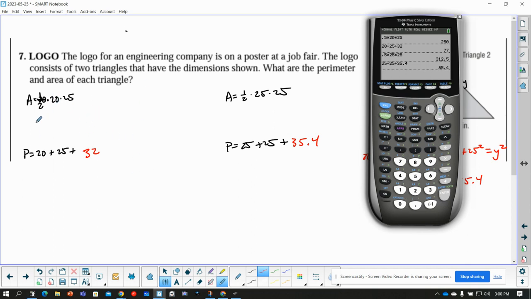All right, so now let's write down our answers over here. So this first one, the area ended up being 250, and I think this is all in inches, so it'd be inches squared. The perimeter, 77 inches. The area of this one, 312.5 inches squared, and the perimeter of this one, 85.4 inches. Wow, that was a lot of work.